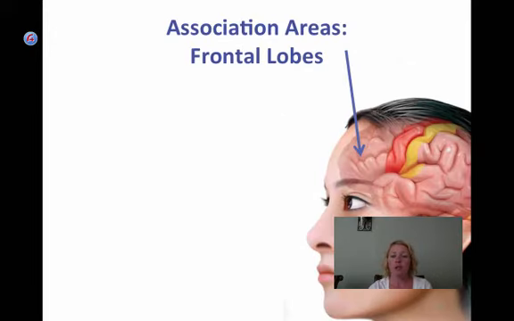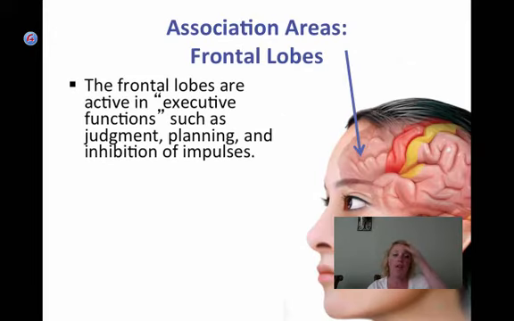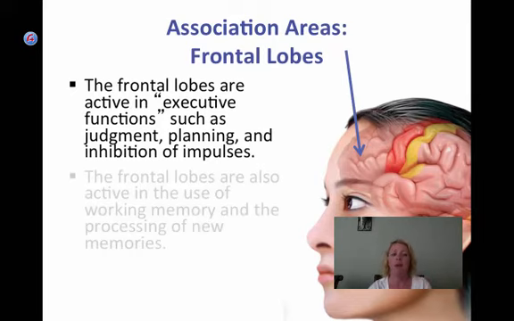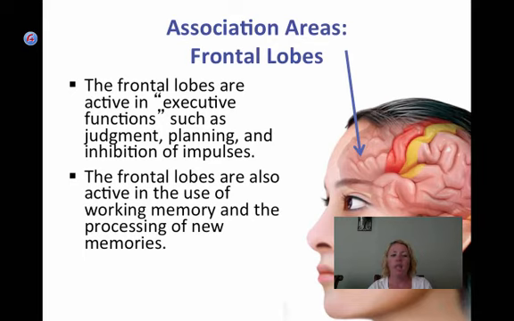So the frontal lobe association areas are kind of our executive functions: planning, judgment, inhibition of impulses, right? The ability to think ahead, the ability to judge before acting, the ability to say, not a good idea, even though I really, really want to do this right now, not going to do it. They're also active for working memory and the processing of new memories.